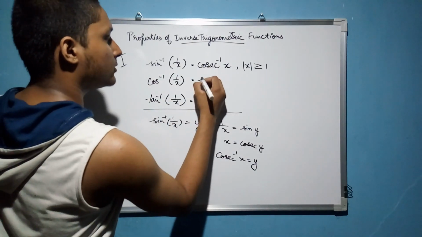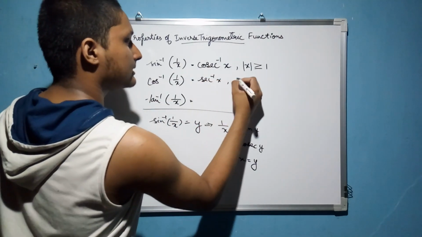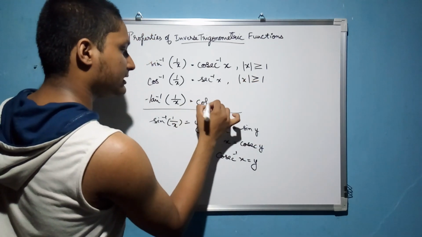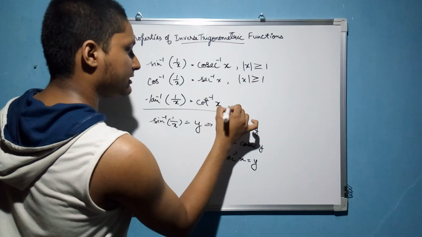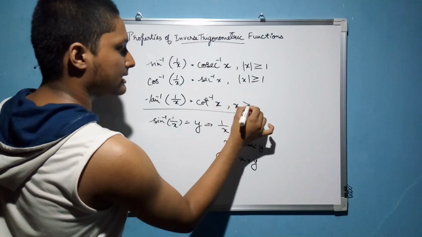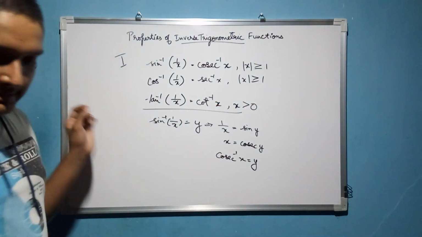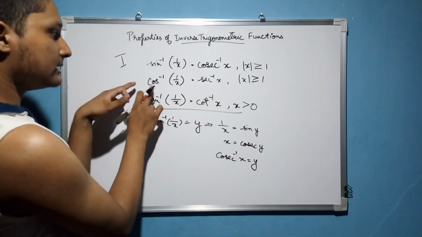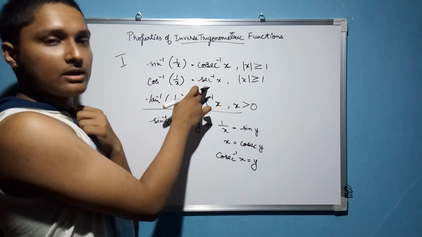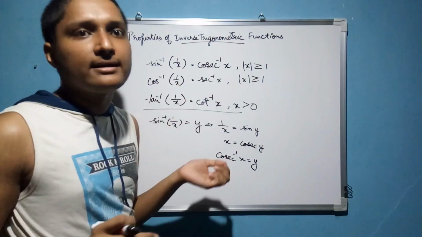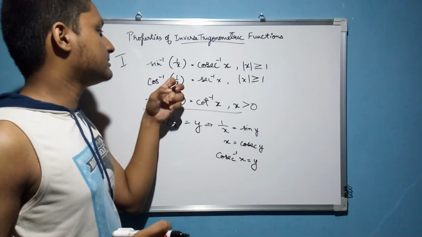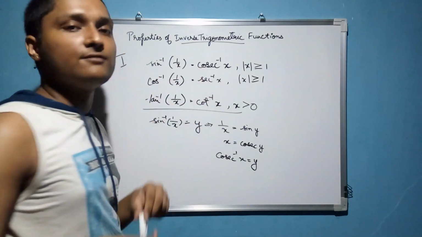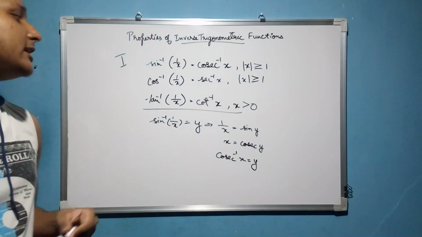So okay, similarly this is going to be sec inverse x with the same condition, and this is going to be cot inverse x when x is greater than 0. Why has this condition come up? Because in these two cases, you are going to get the same value. I mean, this is going to have the same principal value branch. Even sin inverse and cosec inverse have the same principal value branch.